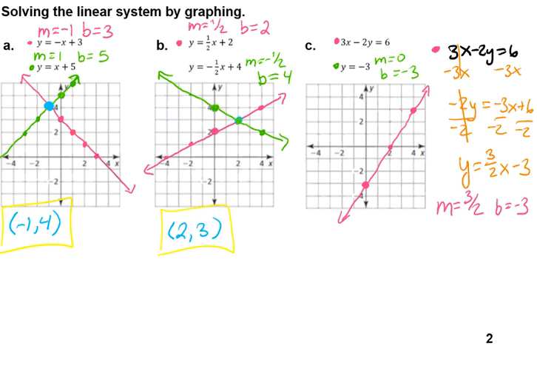Then we can graph our other equation. It has a slope of 0 and a y-intercept of negative 3. So we'll start at negative 3. And it says up 0 over 1. Up 0 over 1. And we can graph that line. And so here we see that we have an intersection point at 0 comma negative 3. And so that is our solution point.